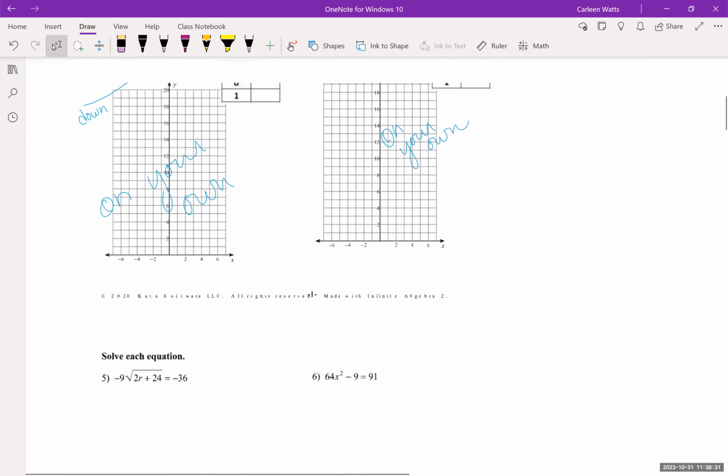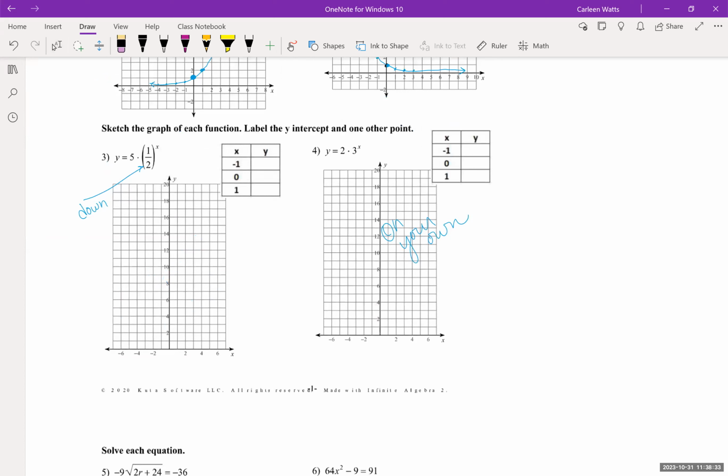Okay, starting with number 3. Thank you for coming. I hear people disappearing. Okay, parent graph. So let's say it again. What is the parent graph?